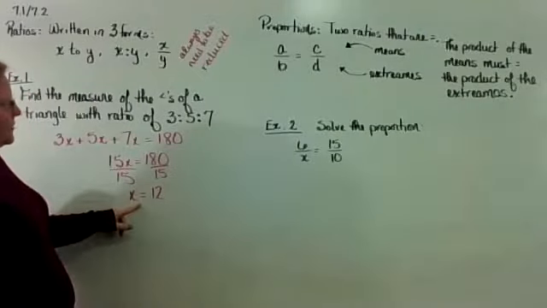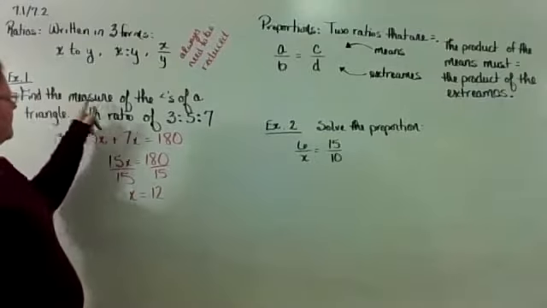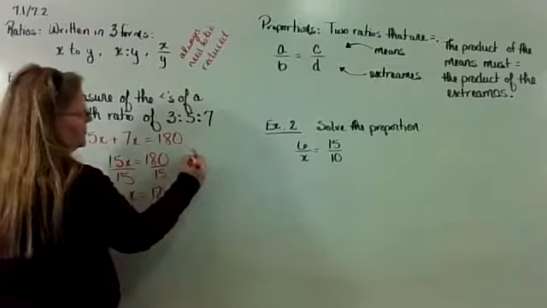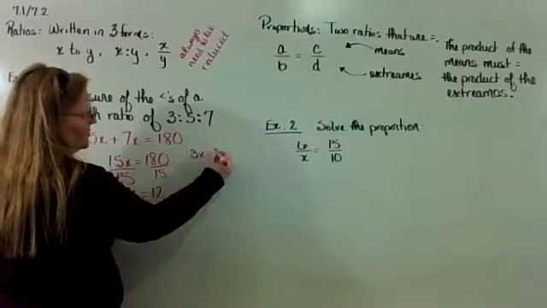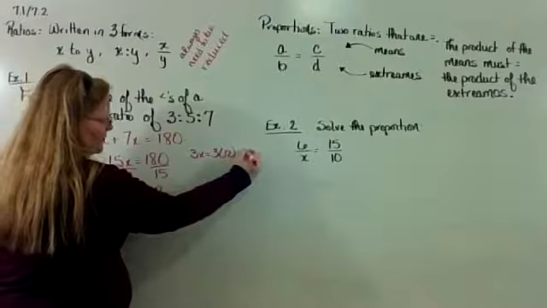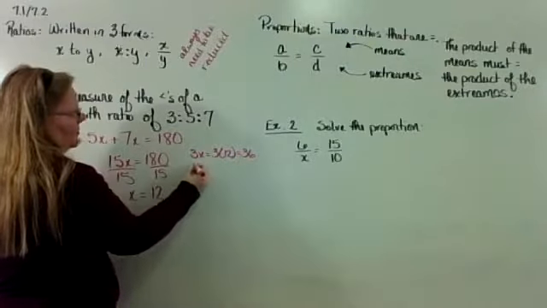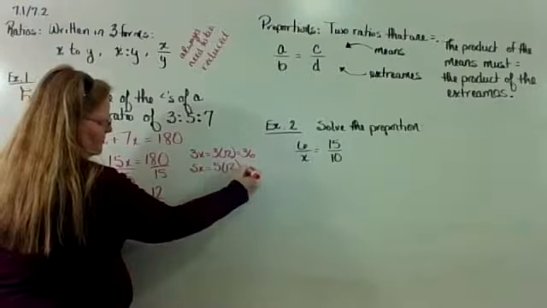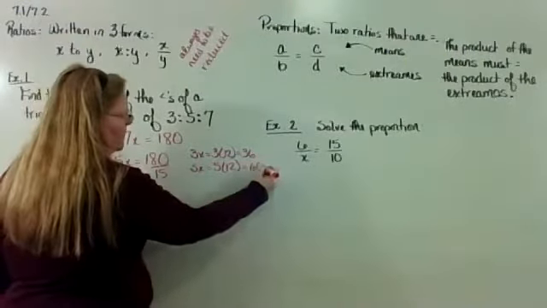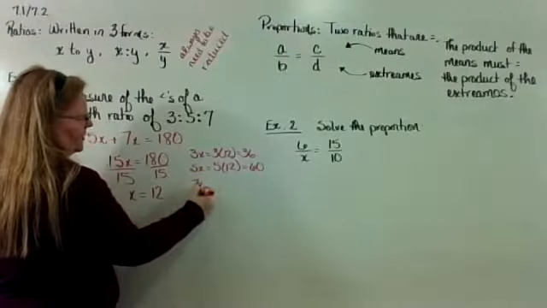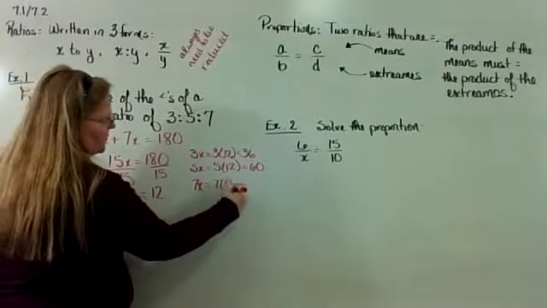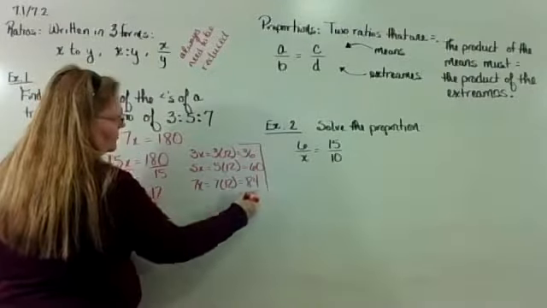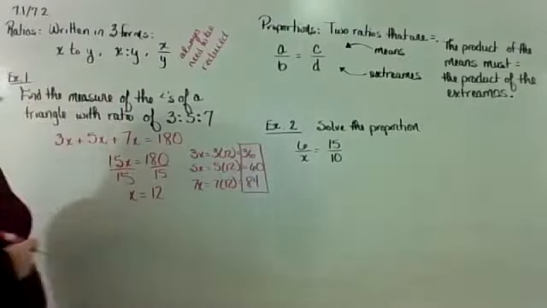So since x is equal to 12, they wanted to know the measure of the angles. So I know one of the angles is 3x, which is 3 times 12, which is 36. One of the measures is 5x, which is 5 times 12, which is 60. And then the other measure is 7x, which is 7 times 12, which is 84. So my three measures are really those three.